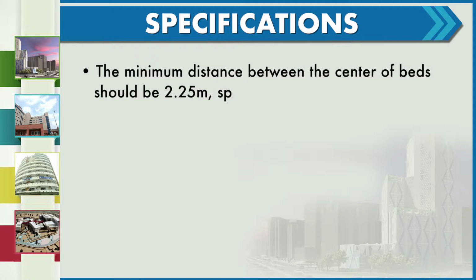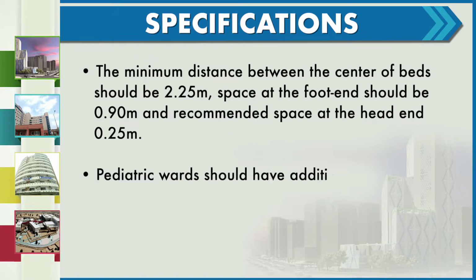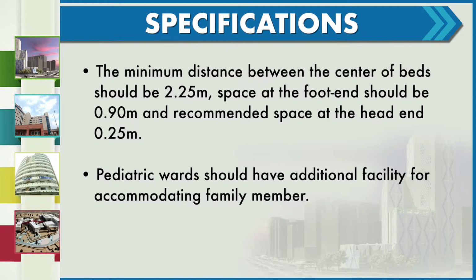The minimum distance between the centers of the beds should be 2.25 meters. Space at the foot end should be 0.9 meters, and the recommended space at the head end should be 0.25 meters. The pediatric wards should have an additional facility for accommodating the mother or a family member.